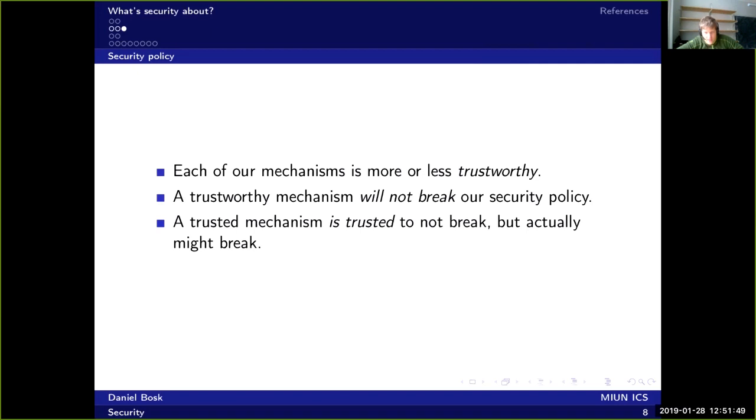So for instance, most people trust the cloud to keep their photos safe, but that doesn't mean that the cloud actually will keep them safe. There are data breaches every now and then, where someone has gotten access to data from a cloud which they were not supposed to be able to get it from. So the cloud is not necessarily trustworthy, but it is trusted by a lot of people.